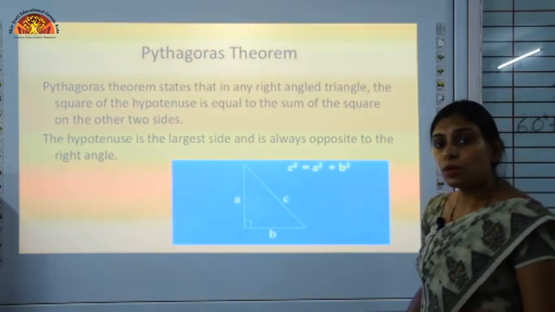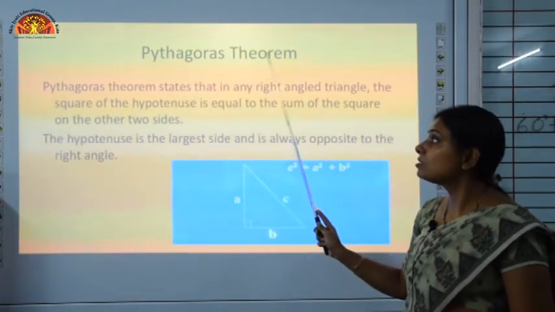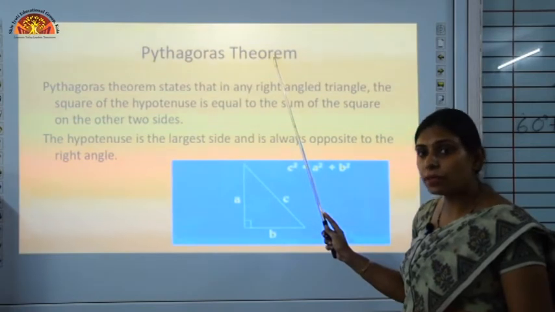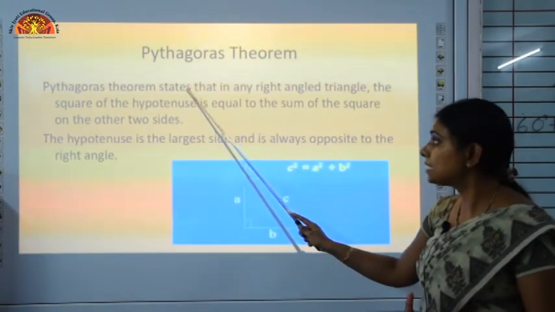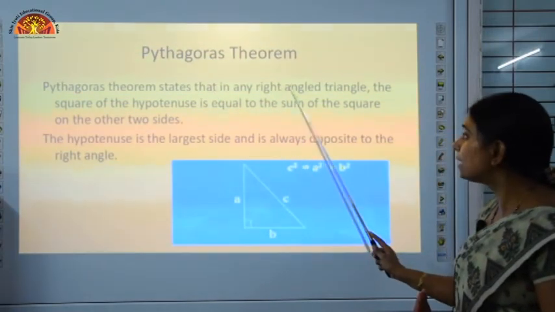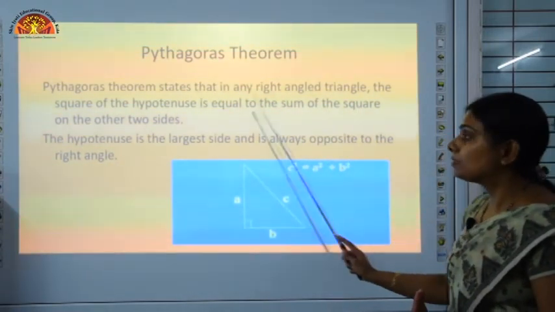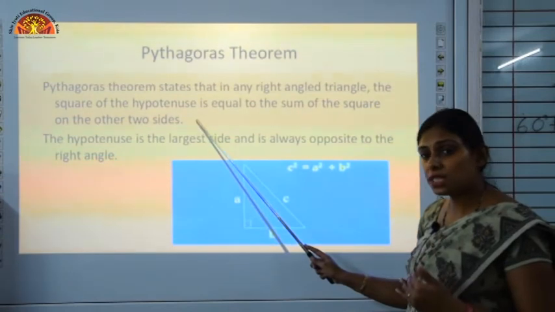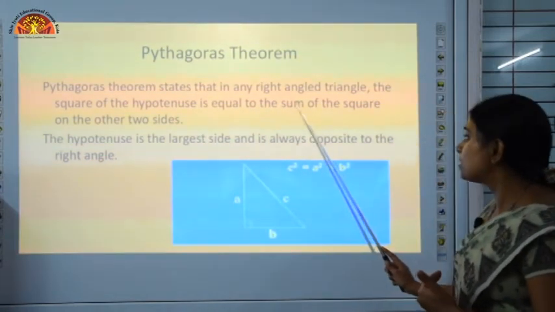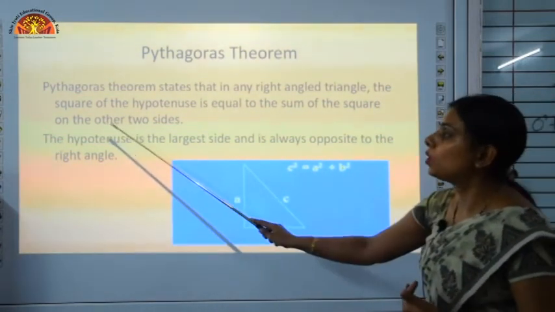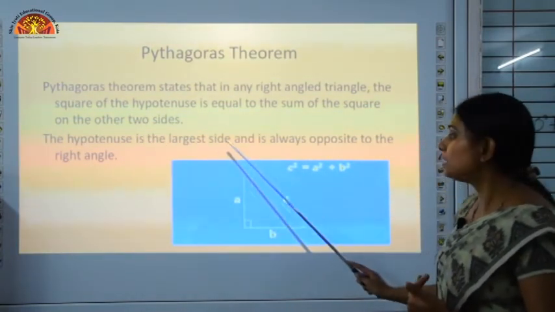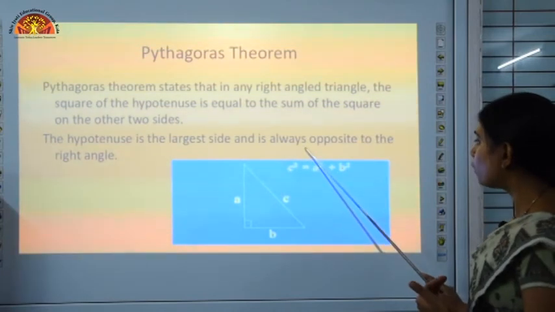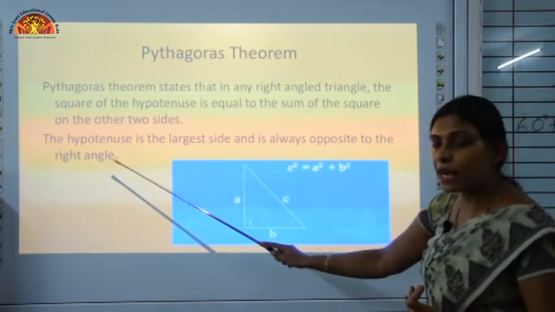Now the most important, that is the Pythagoras theorem. What is the statement of the Pythagoras theorem? Pythagoras theorem states that in any right angled triangle, the square of the hypotenuse is equal to the sum of the squares on the other two sides. The hypotenuse is the largest side and is always opposite to the right angle.